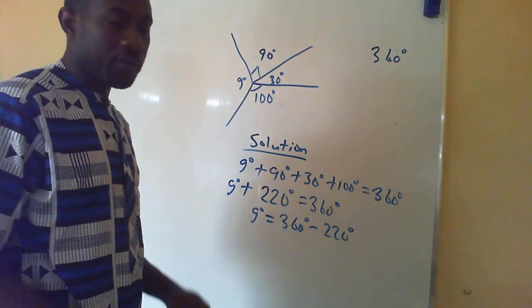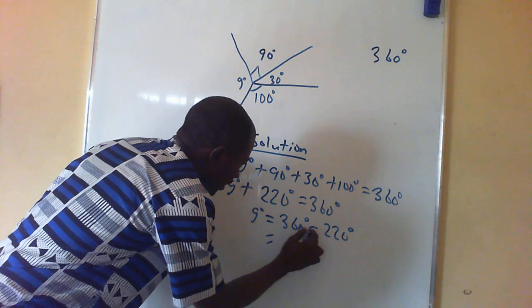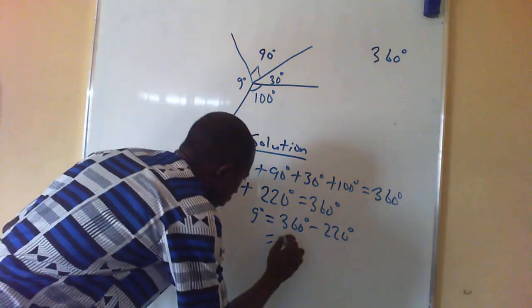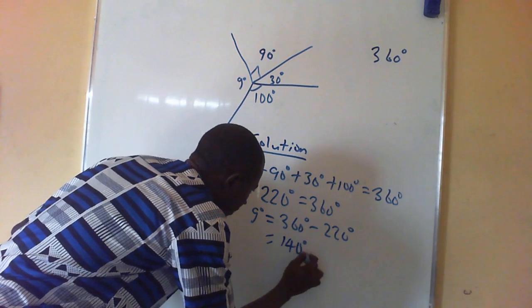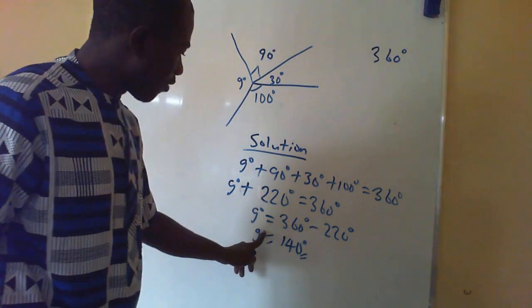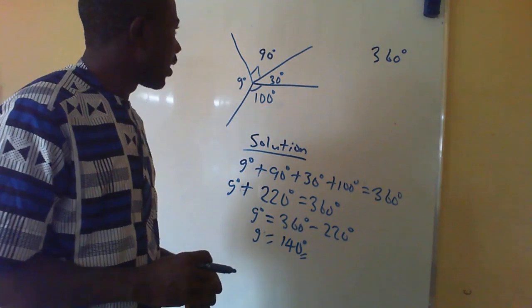See, we don't solve the problem. So if you subtract this 360 minus 220 degree, you get 140 degree. Now this one may be our final answer. So this one can become our final answer.